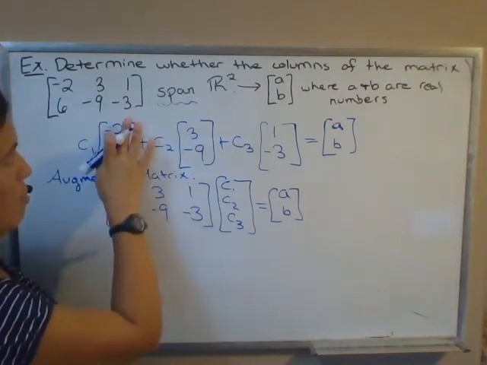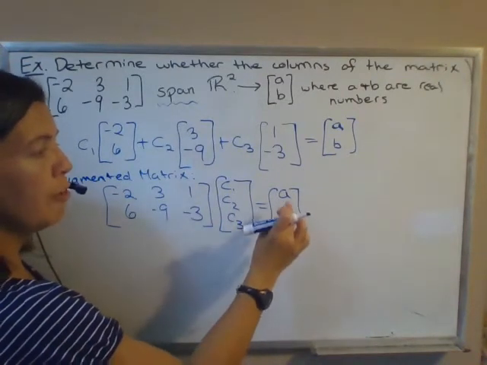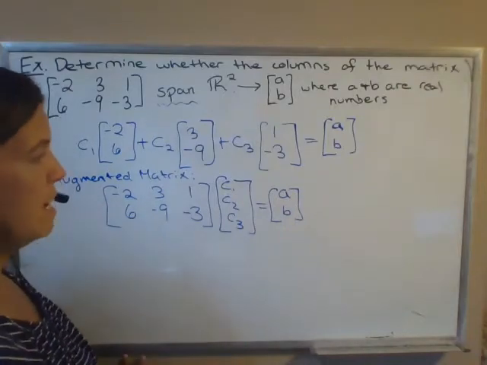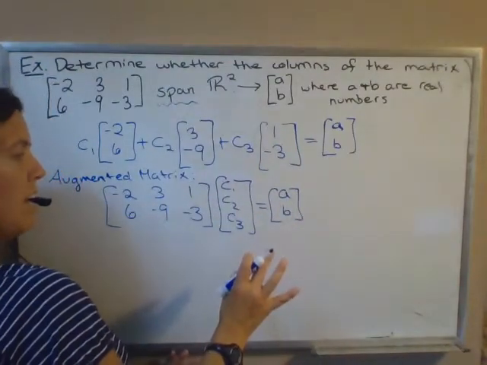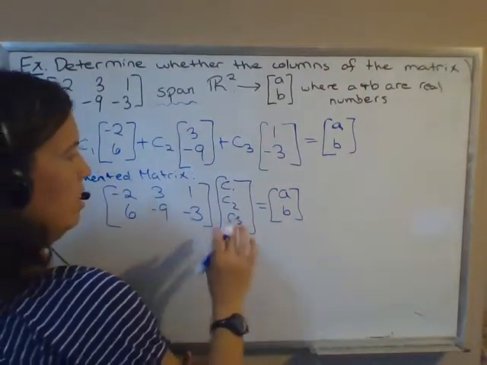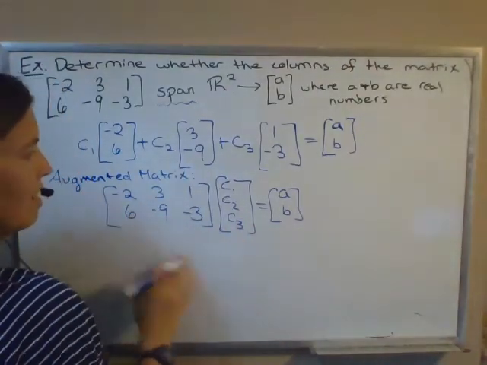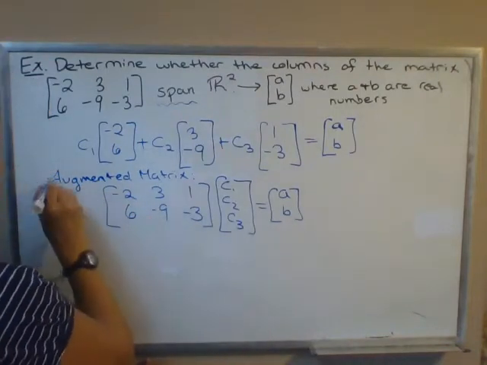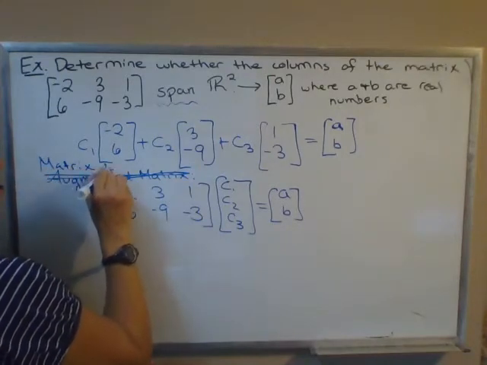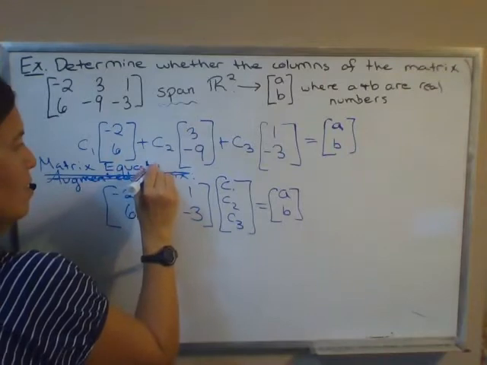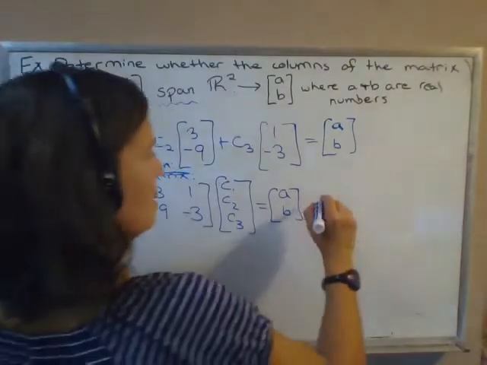So the columns of this matrix span R2 if this equation right here has a solution for any value of A and any value of B. So that's the question. If we're determining whether the columns span R2, then I've rephrased that as asking whether this equation, this is a matrix equation, isn't it? Not an augmented matrix. Here, I'll cross that off. I guess I changed plan partway through there. But the columns span R2 if this matrix equation has a solution.